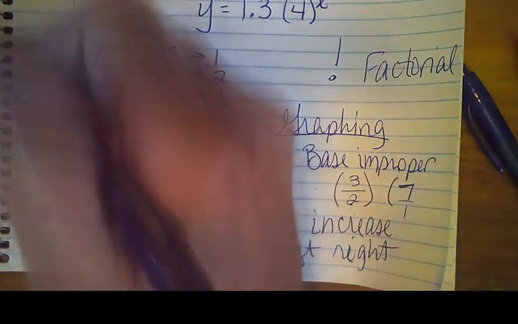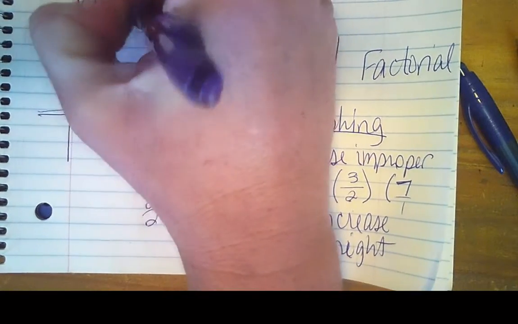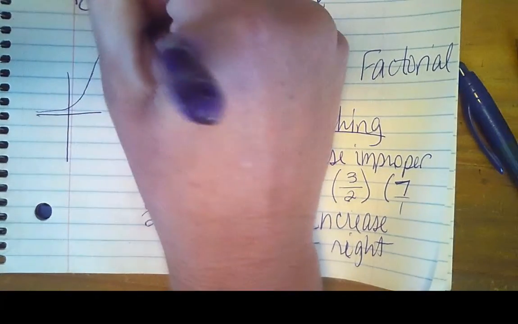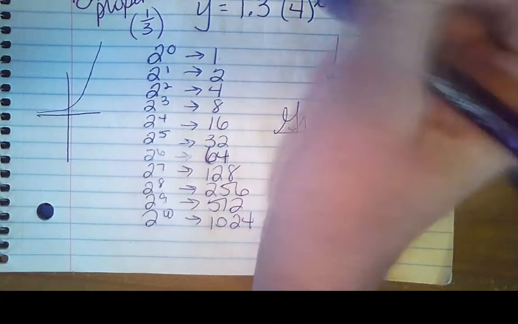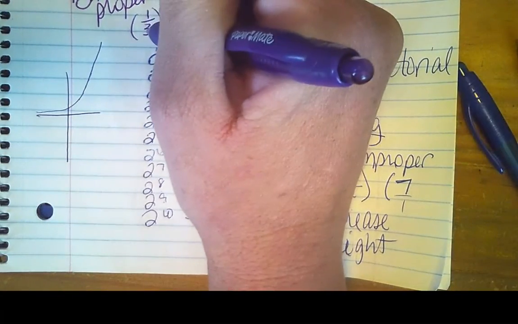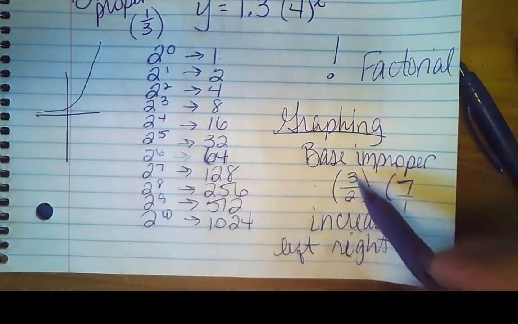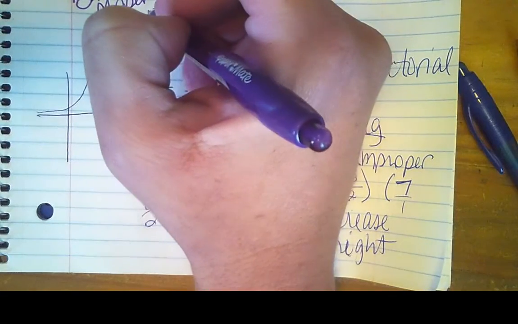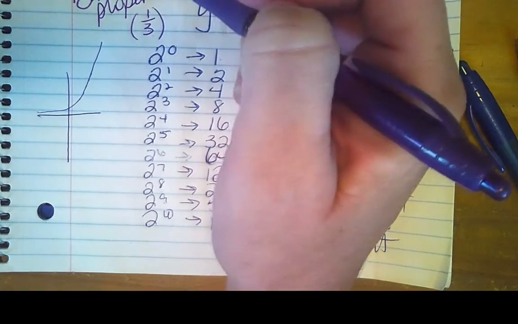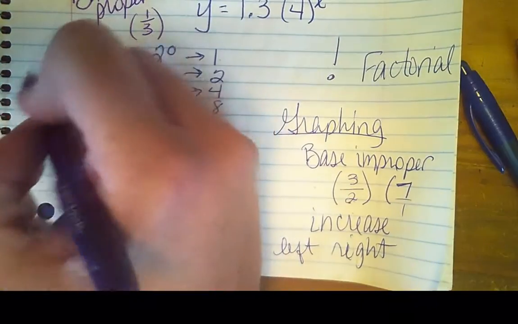Okay, so if your base is proper, so for instance, 1/3, the top is smaller than the bottom. Improper is bigger over smaller. Proper is smaller over bigger. So if it's a proper base, it's going to decrease as you read it from left to right.